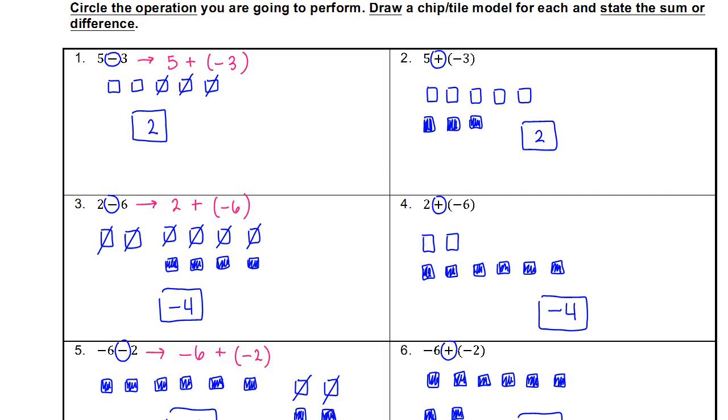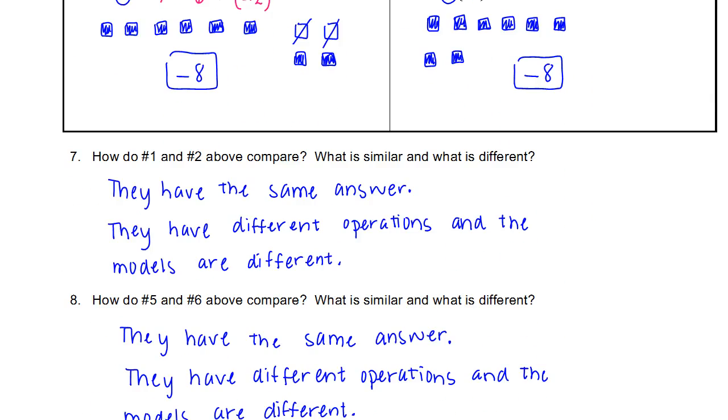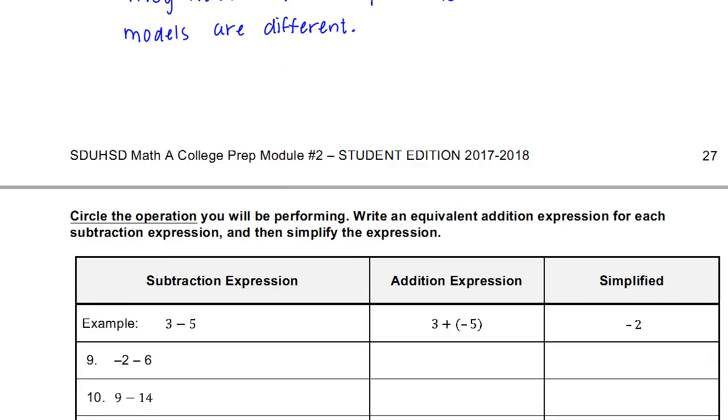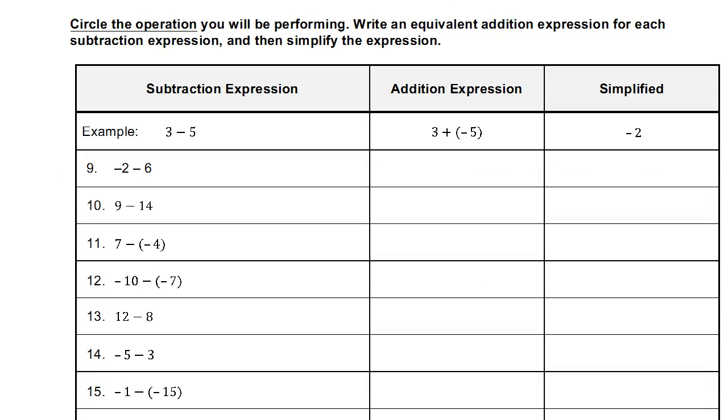And so what they want us to put together here is that any subtraction expression can be rewritten as an addition expression. And it's much easier to do the addition mental math and think about a chip model than it is to do subtraction. And so on the next page, 28, they want us to circle the operation that we will be performing, write an equivalent addition expression for each subtraction expression, and then simplify.